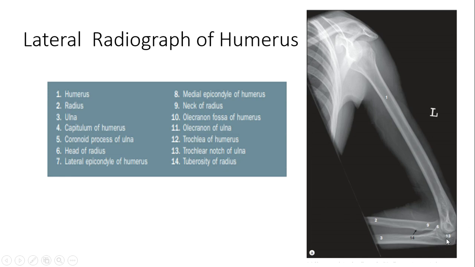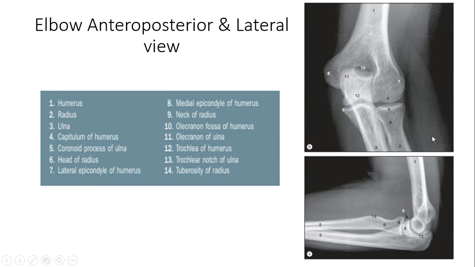We see the next X-ray, we see the elbow joint. These are the two views. This is the AP view of the elbow joint, and this is the lateral view of the elbow joint. In the AP view, we can see the details of the bones. This is the medial side and this is the lateral side. How to differentiate? The ulna is on the medial side and the radius is on the lateral side.